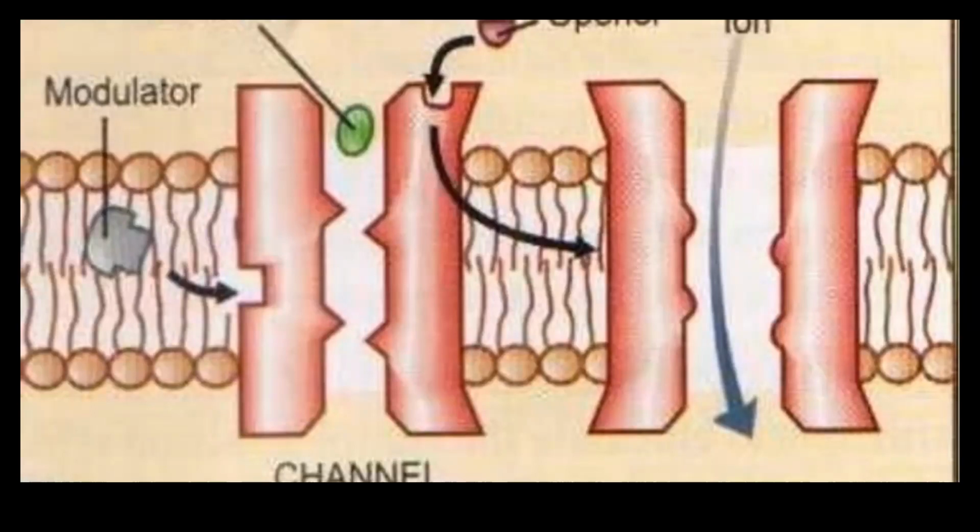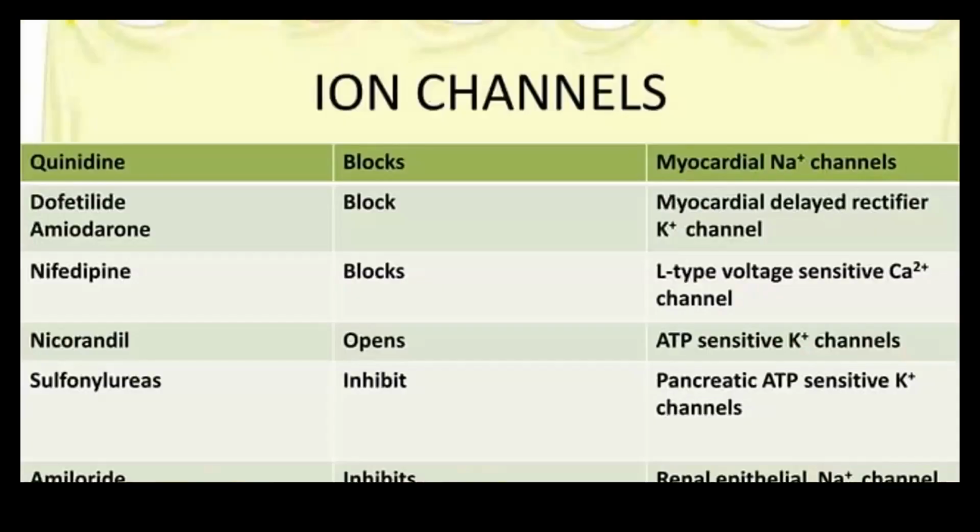If we are talking about some examples, quinidine blocks myocardial Na+ channels. Nifedipine blocks L-type voltage-gated Ca2+ channels. As we see in the pictures, these are examples of the ion channels. And the third type of protein is the transporter. Okay. These are examples of ion channels, which we discussed: nifedipine blocks the L-type voltage-gated Ca2+ channel. Okay.